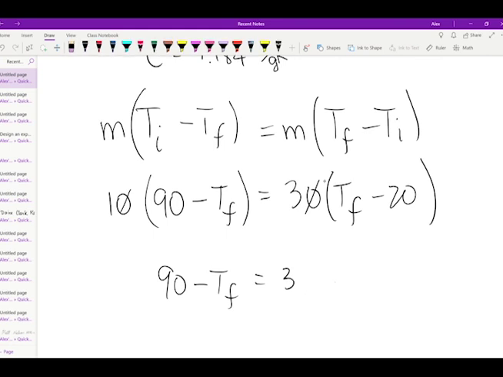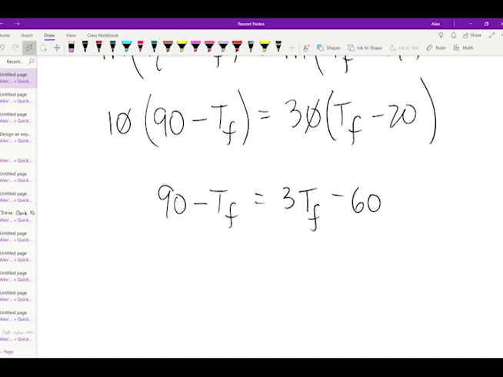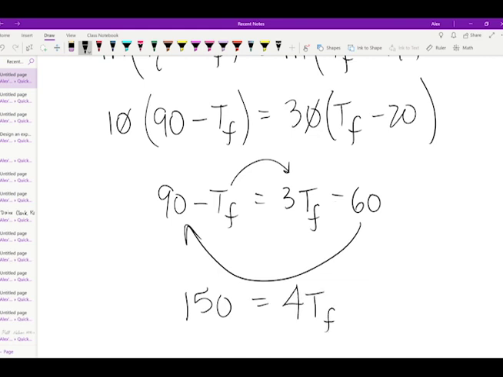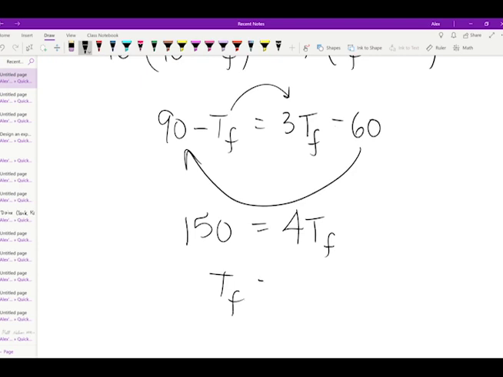Well, let's just distribute it. So 3TF minus 60, okay, and we can just combine terms. This one goes there, that one goes there. We get 150 equals 4 times the final temperature. And so the final temperature will just be 150 over 4, which is 37.5 degrees Celsius. So that was closer to the 30 kilograms. So that makes sense. We're feeling pretty good about our number because it was closer to the larger amount of water. Okay, so now there's one more paired question regarding this.